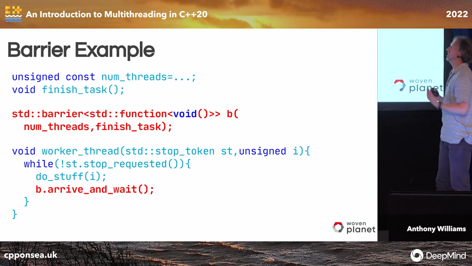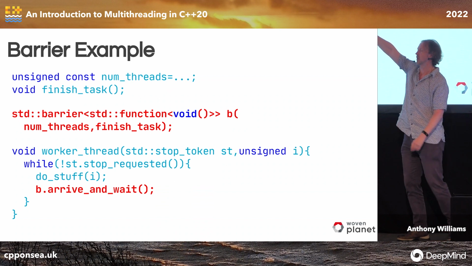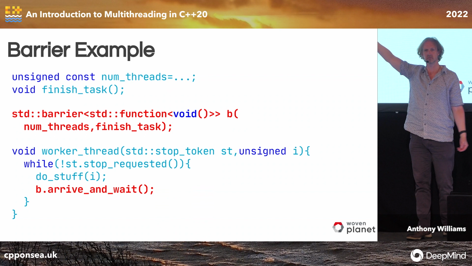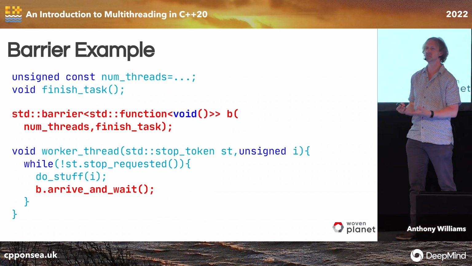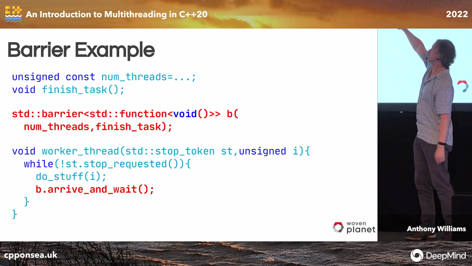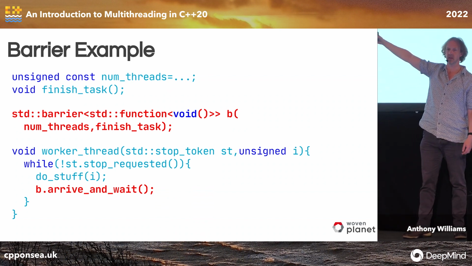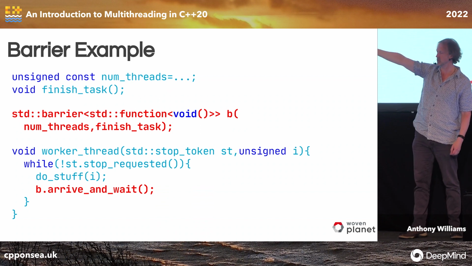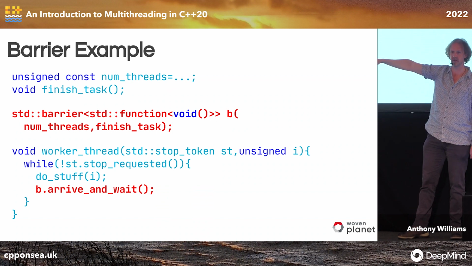So if we look at it in some real code, we might use, say, a standard function as our task type. In this case, it's a void returning function with no parameters. So anything that you pass in that doesn't take parameters, you could use. And so we have our worker threads, some form of index to say which worker thread they are. Then we're going to loop. Again, we're going to use a stop token. Whilst we've not been asked to stop, we're going to do the stuff appropriate for our worker index. And then we're going to arrive and wait at the barrier.